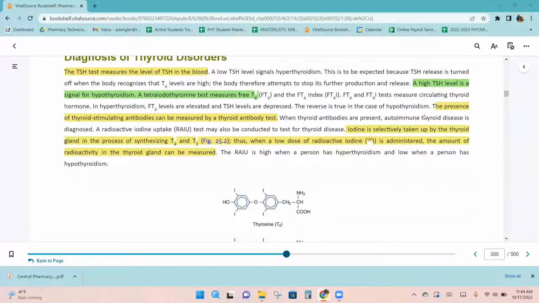The TSH test measures the level of TSH in the blood. A low TSH level signals hyperthyroidism. This is to be expected because TSH release is turned off when the body recognizes that T4 levels are high. The body therefore attempts to stop its further production and release. A high TSH level is a signal for hypothyroidism.